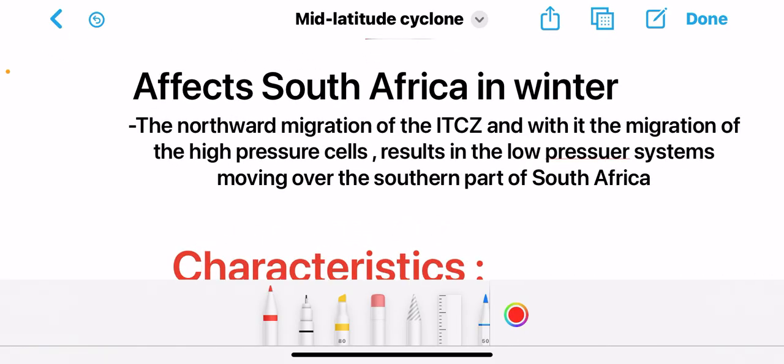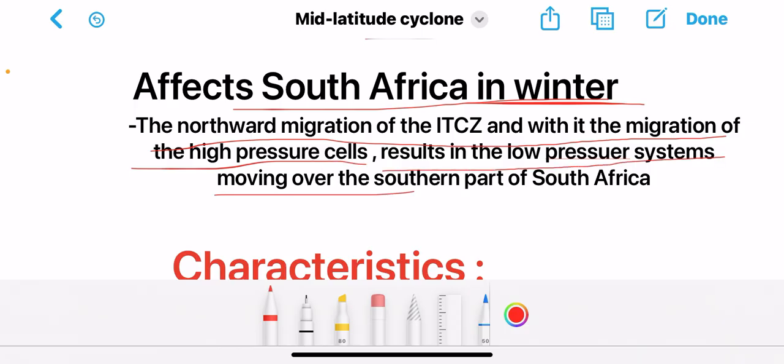The mid-latitude cyclone occurs throughout the year, but mainly affects South Africa in winter. Why does it affect South Africa in winter? The northward migration of the ITCZ, with it the migration of the high pressure cells, results in the low pressure system moving over the southern part of South Africa.